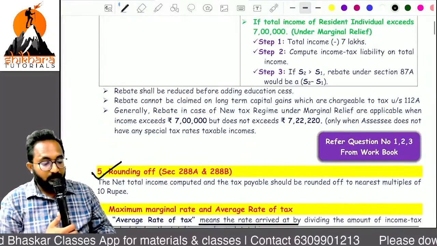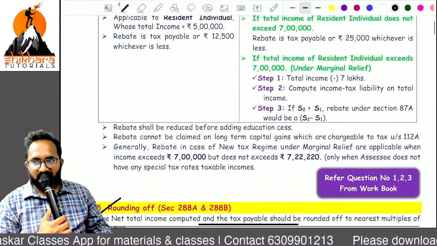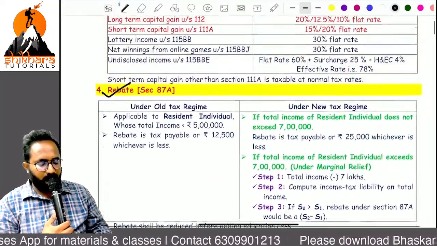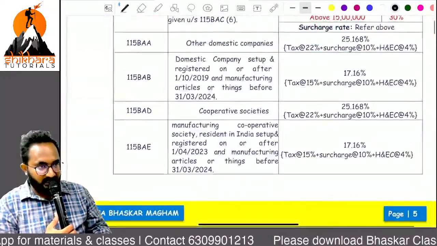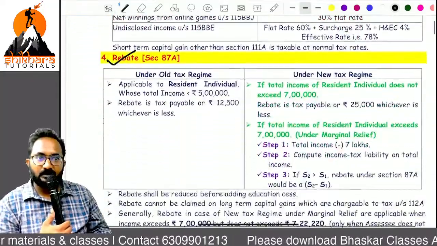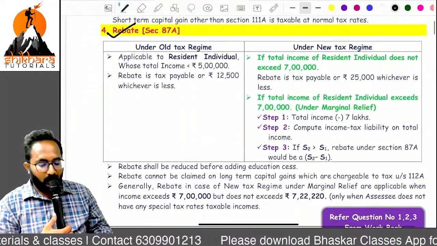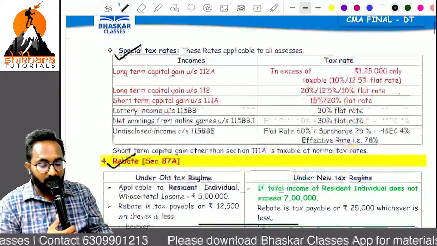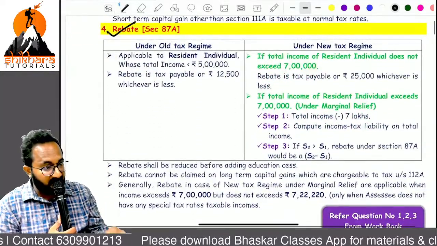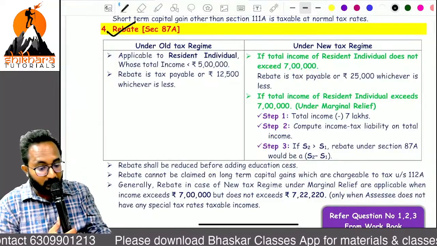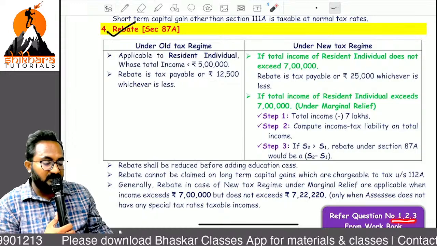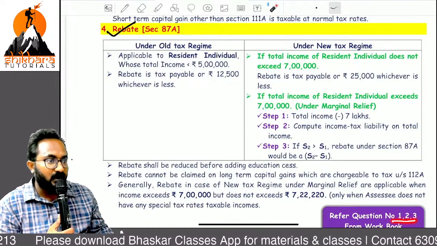Sir, here remember in the concept book I have given every concept, and after that I have given the reference of the question number. So till now there is no need to do any problem from your workbook, but while revising the rebate under section 87A, from your workbook you have to refer how many questions? 3. The first 3 questions are related to the rebate concept only. You can verify now.